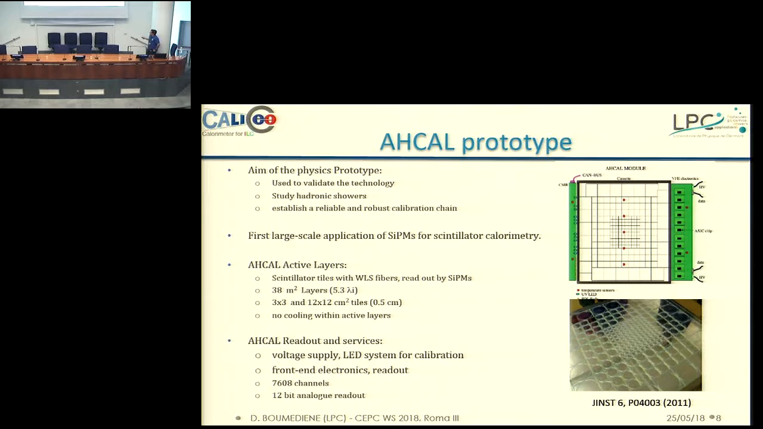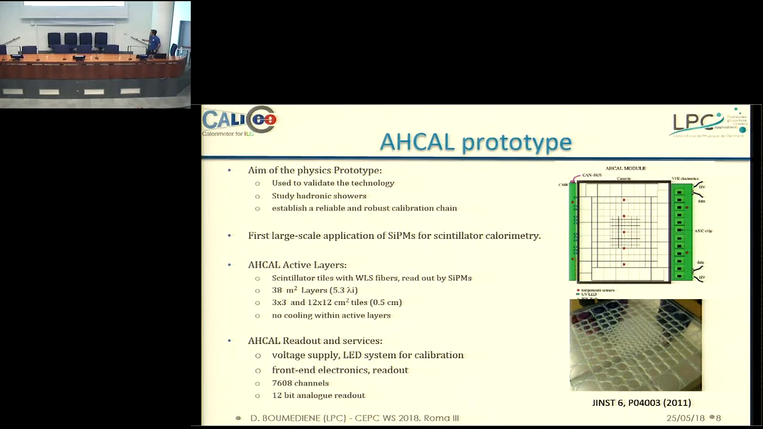The aim is to validate the technology, but also to study the simulations and hadronic showers, because with this fine granularity there are things to learn from test beam data, and also to show that it is possible to have a robust calibration chain with scintillators and silicon PMs in a calorimeter. And this is, in fact, the first large-scale application of silicon photomultipliers combined with scintillators in a calorimeter.